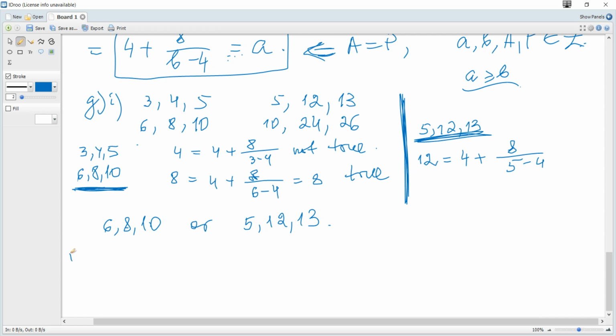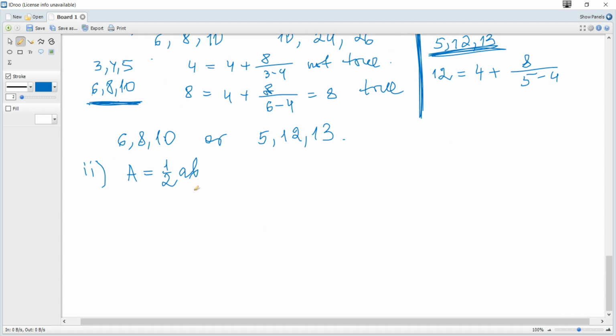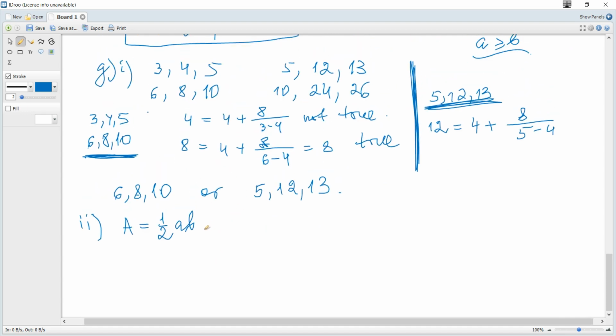And the next, part G(ii): determine the area and perimeter of these two right angled triangles, one mark. Using the formula, since it's a right angled triangle, the area is a half times ab, where a is one leg and b is another leg, and in general it's multiplied by the sine of the angle between them, but sine of 90 is 1, or it's actually the same formula as half times base times height. So anyway, it becomes a half ab.